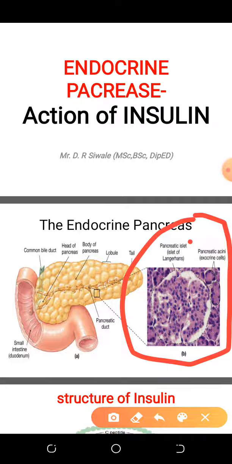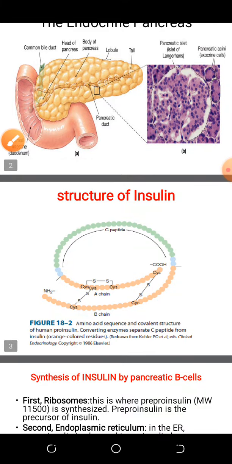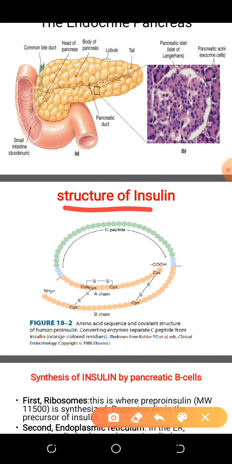So in terms of percentage, these hormone-producing glands of the pancreas are just about 2%. The rest, the 98%, are the cells that produce the digestive juice. So this is the structure of insulin.